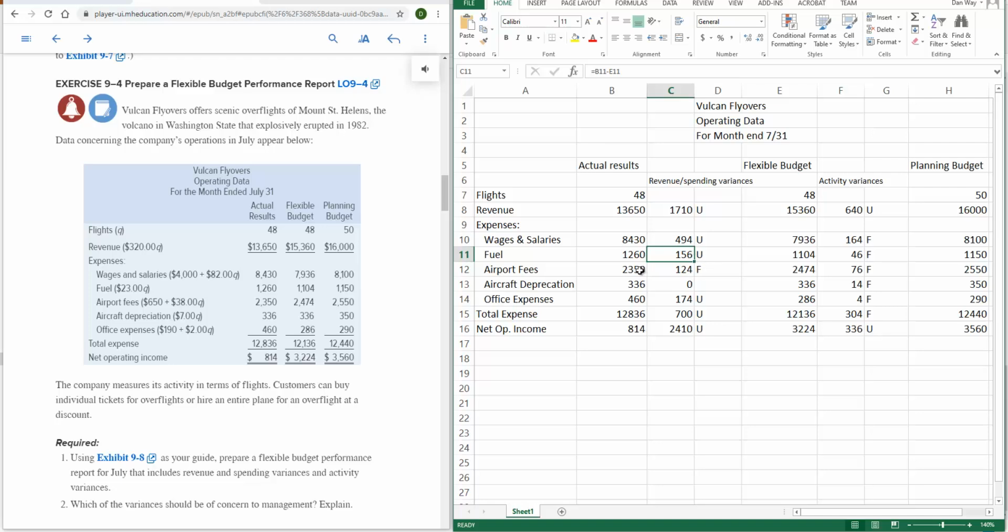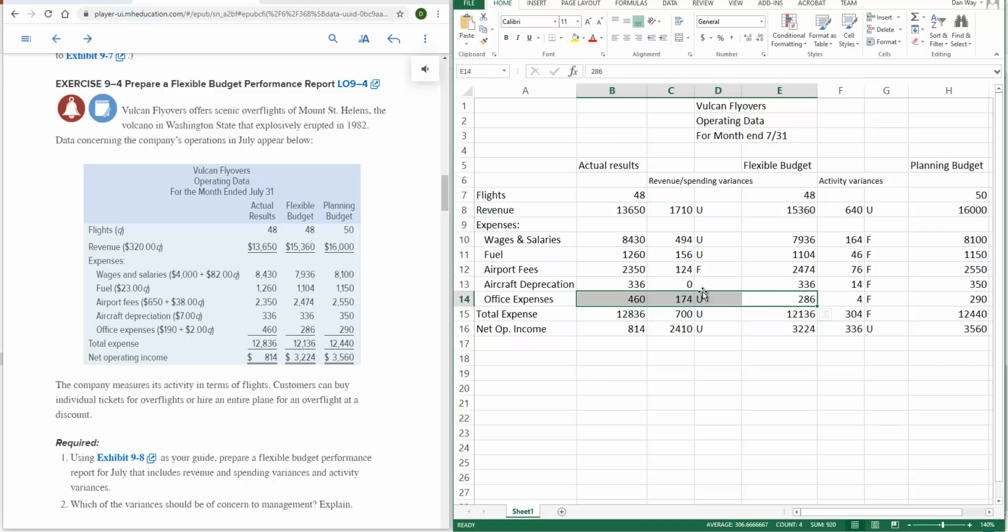Airport fees were a little lower, but not even by that much, right? Roughly 5%, so it's probably not of great concern. And then our office expenses were also a bit inflated. And that's not an inconsequential amount in the grand scheme of things. $174. So who knows what happened there as well.